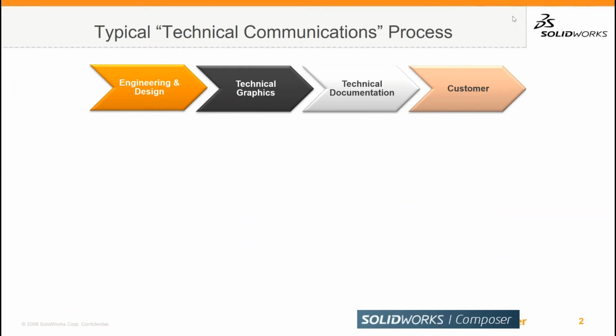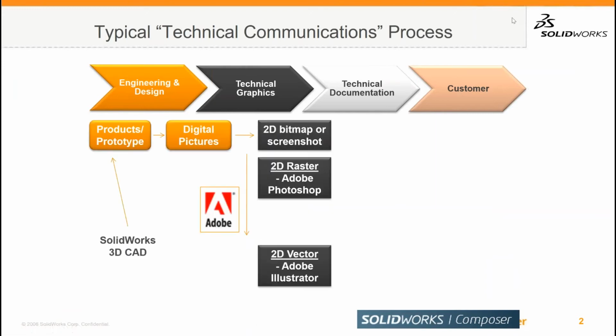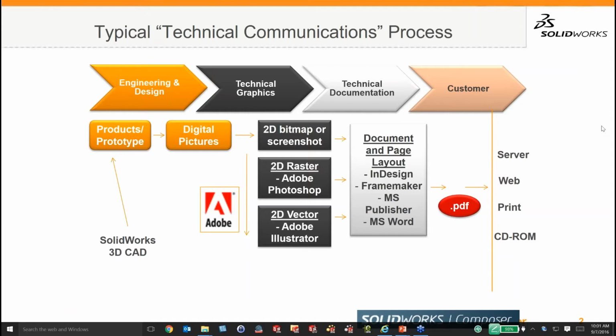So you may have somebody in your company doing technical communication already. It may be your job or the engineer's job to do that, or it may be a separate person in your company. But this is what we see with the typical process for technical communication. Once engineering and design is done, then technical graphics people may take over, or you do your technical graphics processing.